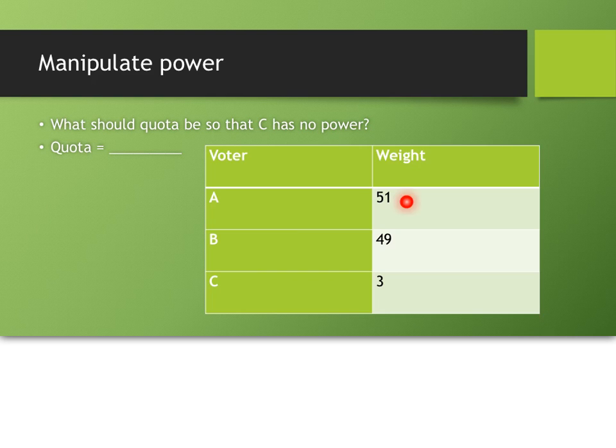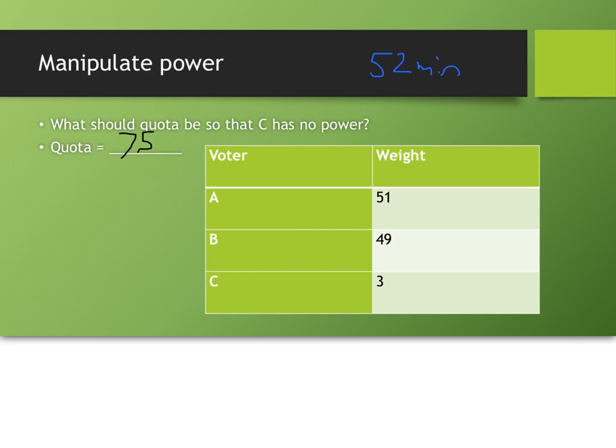So in this case, if you think about it, first off, 52 is sort of the minimum quota we can have, all right? If I make it 52, then A and C could combine together and meet the quota, which would give C some sort of power, and I don't want to do that. But if I make the quota something like 75, notice what's going to happen.